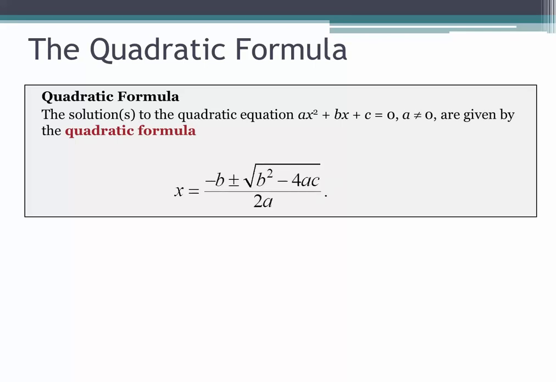The quadratic equation ax squared plus bx plus c equals 0, as long as a does not equal 0, has solutions that are given by x equals negative b plus or minus the square root of b squared minus 4 times a times c, the whole thing divided by 2a.